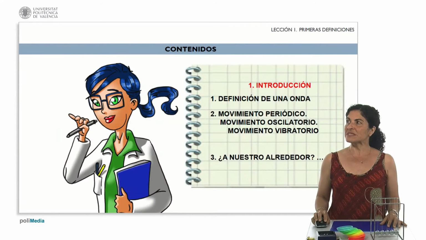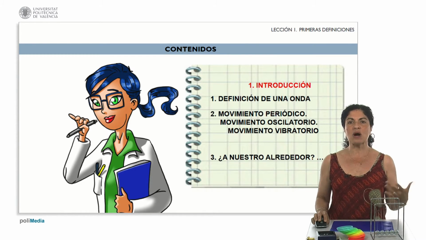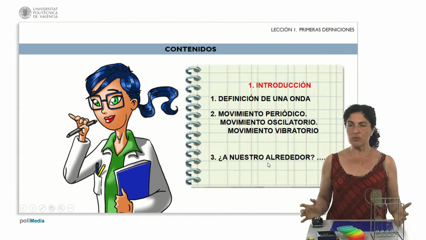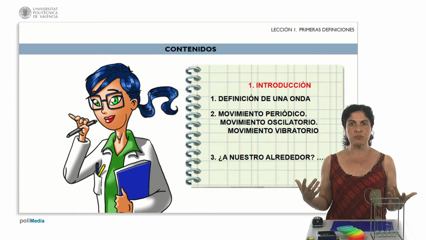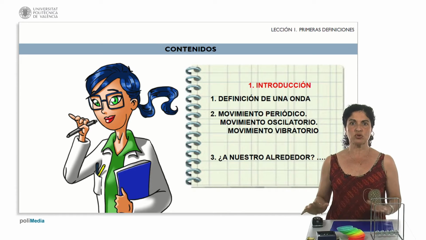Starting with this first lesson, I will begin with a definition or an approximation to a definition of wave motion when waves are produced, and I will introduce vocabulary such as what we mean by a periodic motion, oscillatory motion, vibratory motion, and throughout the lesson what I want is to analyze different examples or different situations where phenomena are occurring, where the propagation of wave phenomena occurs.